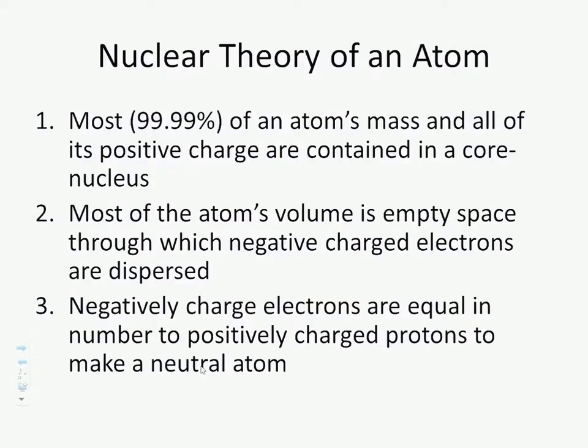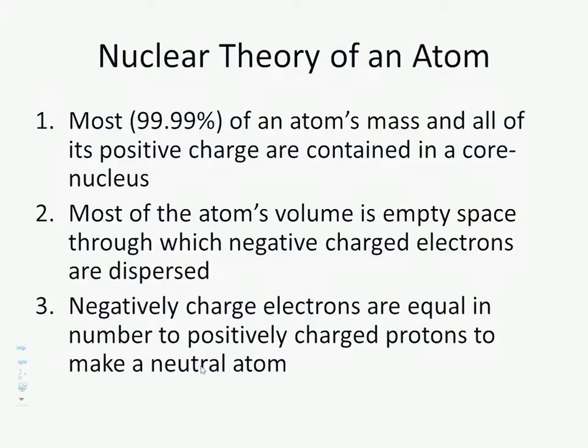Okay? Number 2, most of the atom's volume is empty space through which negatively charged electrons are dispersed. So the idea is, what's most of the atom? It is actually empty space. So if, for instance, I were to tell you, hey, this desk I'm staring at, it's mainly empty space, you might look at me like I'm crazy, but really, I would actually be right, okay? The idea is that even though you've got all these little atoms that are so close together, within the sphere that they take up, most of it's empty space, okay? And those negatively charged electrons are dispersed throughout that empty space.